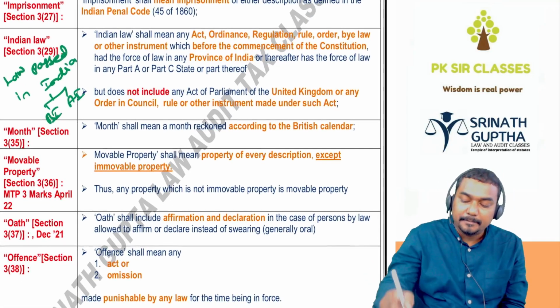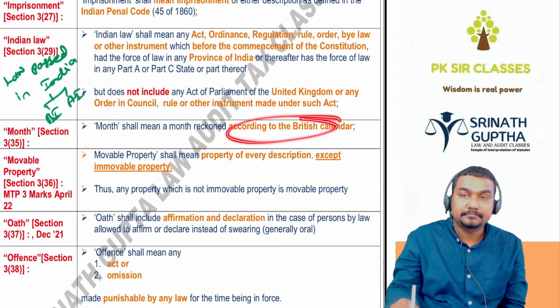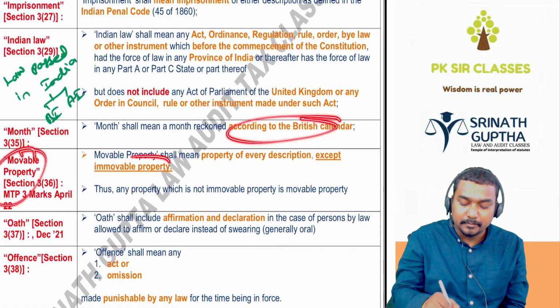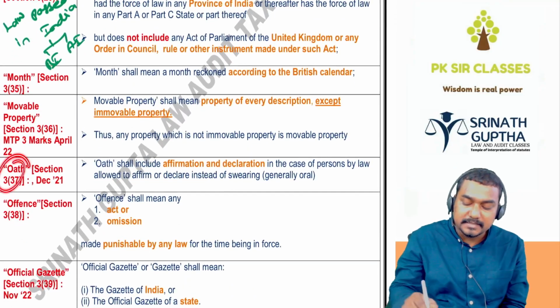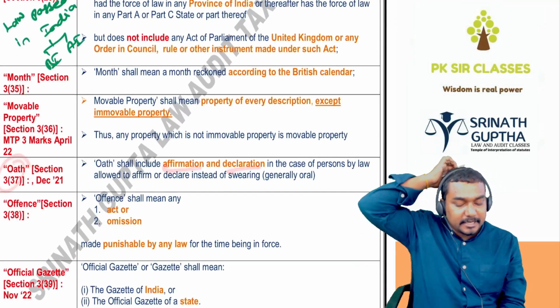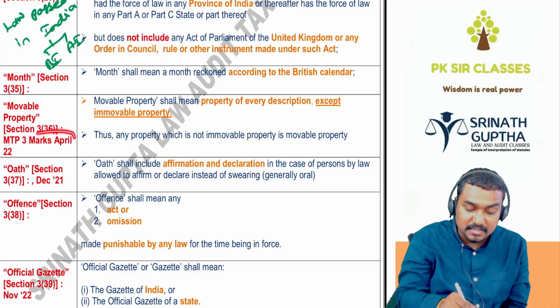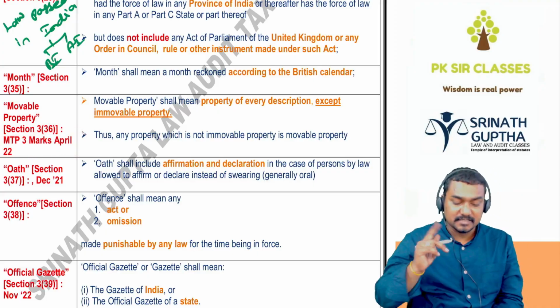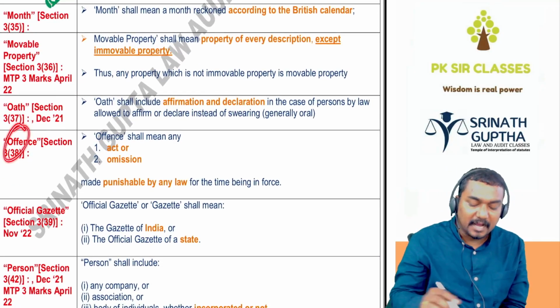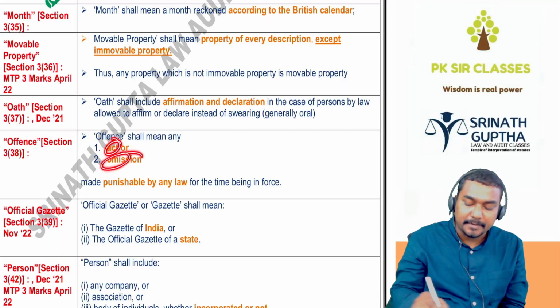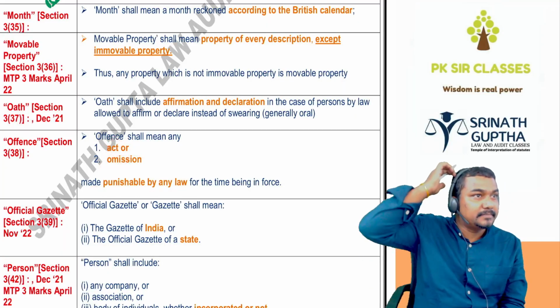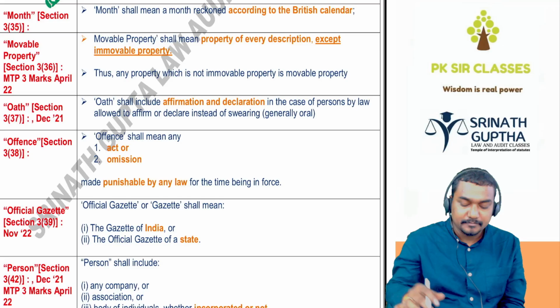Next, month. Month means month as per British calendar. Movable property means property other than immovable property. Oath means any affirmation or declaration. Movable property was asked for 3 marks. Offense means any activity or omission punishable by law. Offense means doing something or not doing something which is punishable by law.